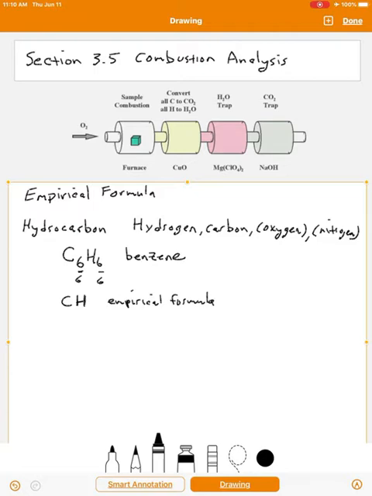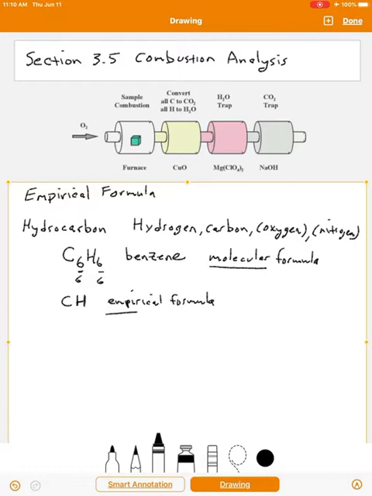We could have divided it by 2, we could have divided it by 3, but the largest whole number we could have divided by was 6. If we do that, we get the empirical formula. This actual formula, C6H6, is often referred to as the molecular formula. So there are 2 different types of formulas here. There's the molecular formula, which is the actual formula of the compound. That's how many atoms of each element are in the compound.